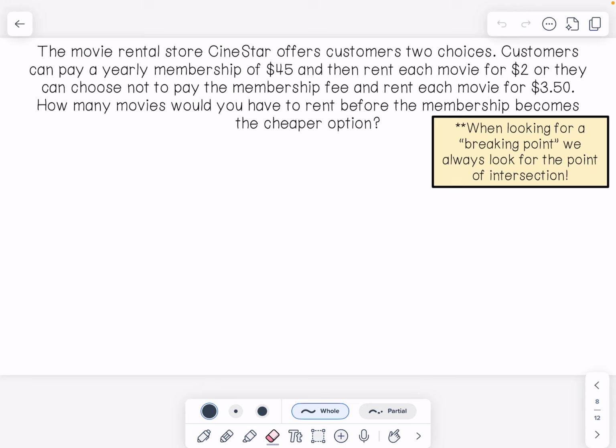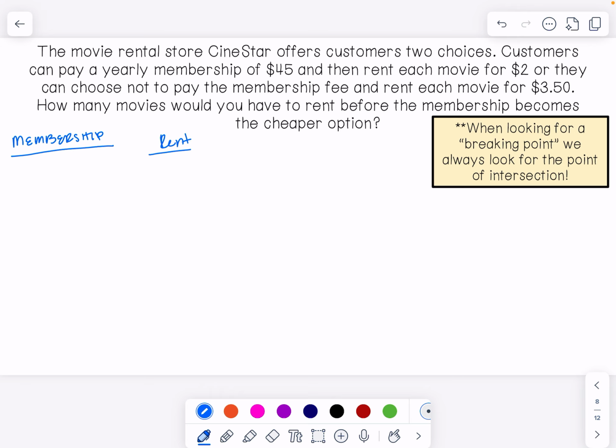So this is definitely something you might want to think about in the real world: is the membership worth it? At what point is having the membership actually saving you money versus paying extra money? And we do that by solving a system. Here we're going to create two linear equations from this information. We have the membership, or we just have the renting. So I'm just going to call that rent. And there's two different ways that we can do that.